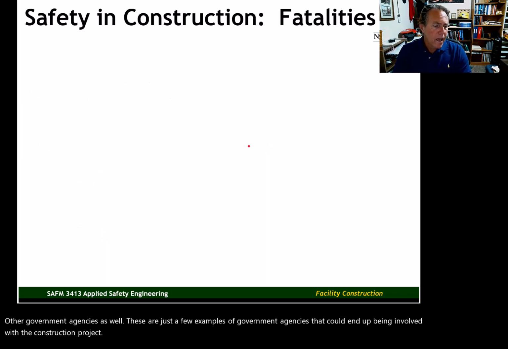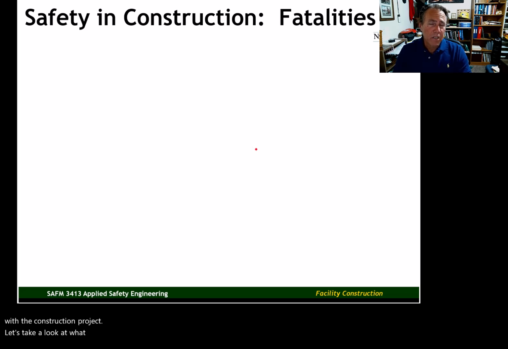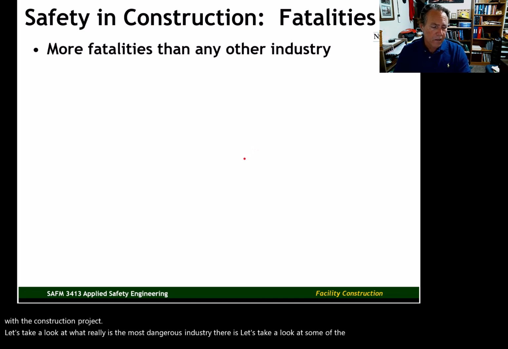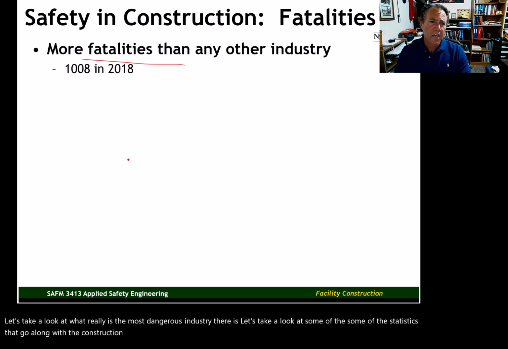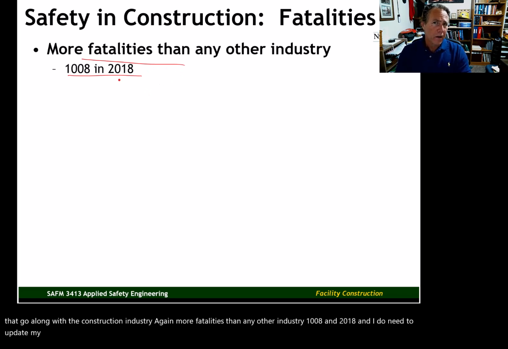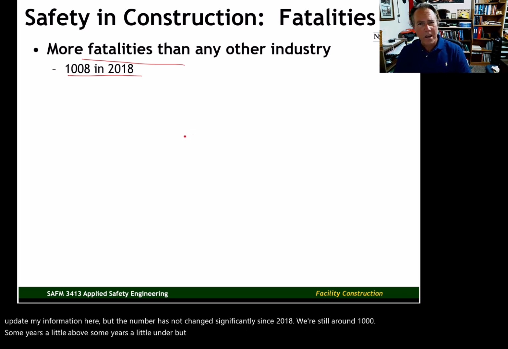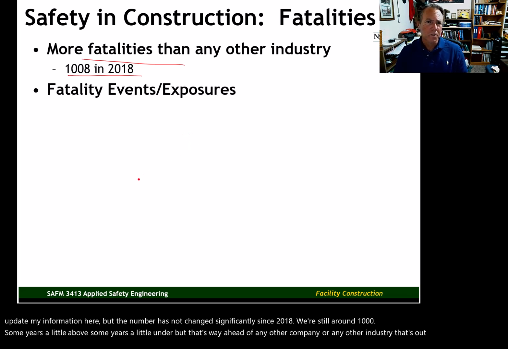Let's take a look at what really is the most dangerous industry there is. Let's take a look at some of the numbers, some of the statistics that go along with the construction industry. Again, more fatalities than any other industry. 1,008 in 2018, and I do need to update my information here, but the number has not changed significantly since 2018. We're still around 1,000. Some years a little above, some years a little under. But that's way ahead of any other industry that's out there. It's not even close.